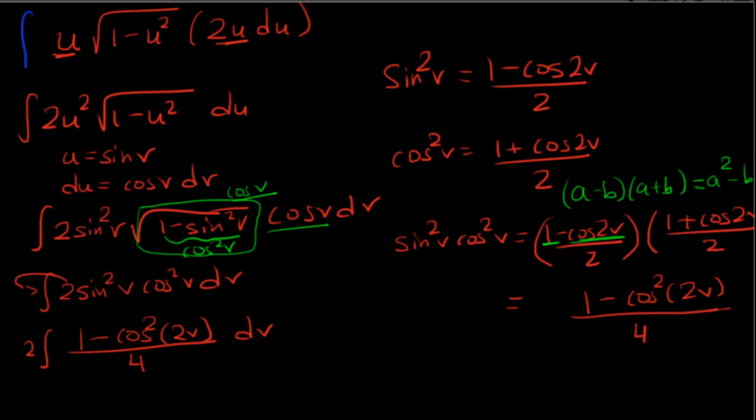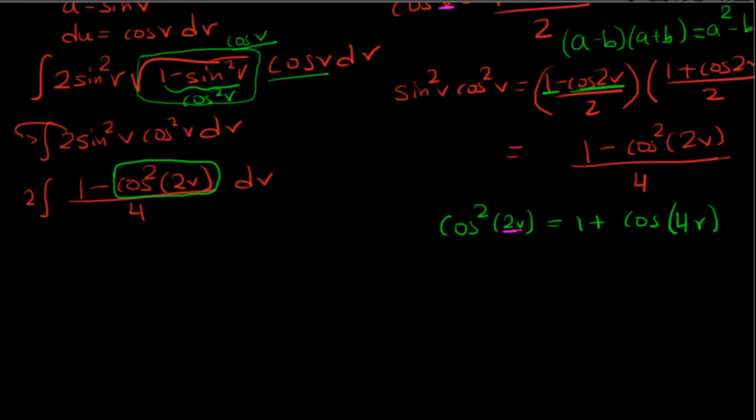Okay. And now we want to focus again on the cosine squared 2v. So cosine squared 2v is 1 plus cosine. Now we're going to be doubling the angle. So just pay attention over here. When we had v as an angle here, we doubled it to get to 2v. Now my angle is 2v. If I double it, I get 4v. And that's going to be over 2.